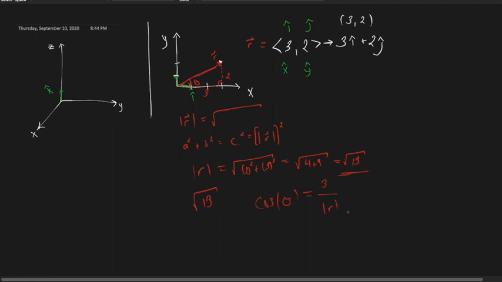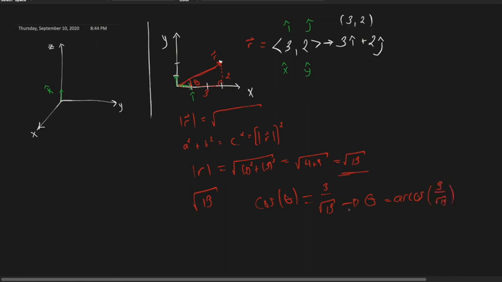So we could find this angle simply by using the adjacent to this angle and then r. We solved r is square root 13, which is just going to be cosine of theta is equal to 3 over square root 13.